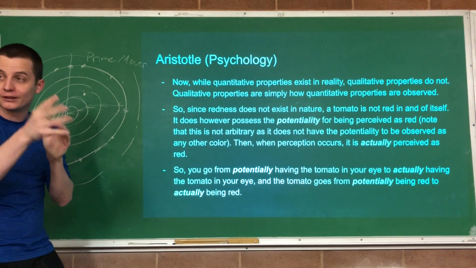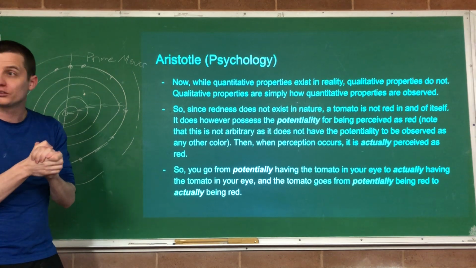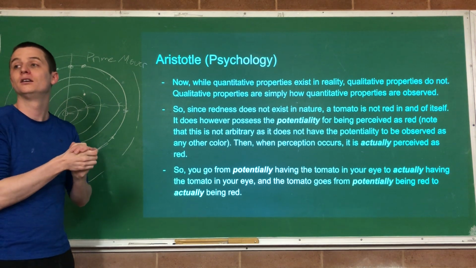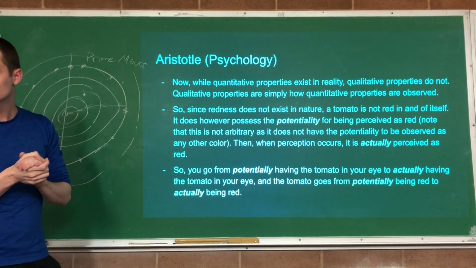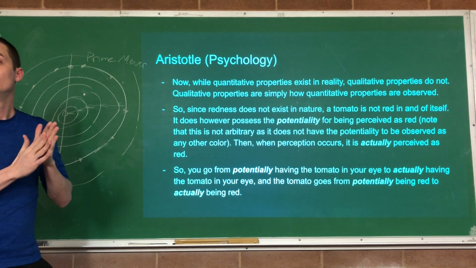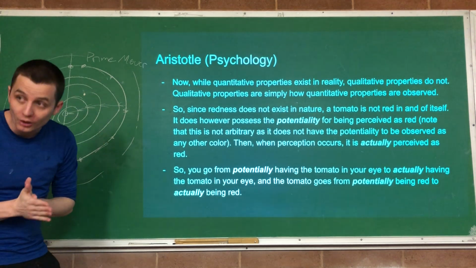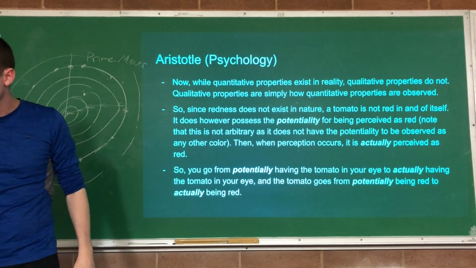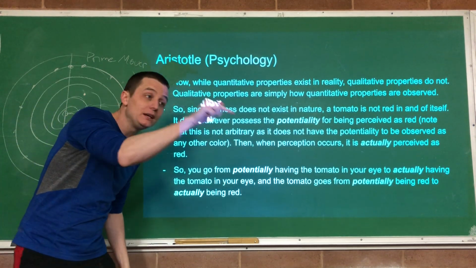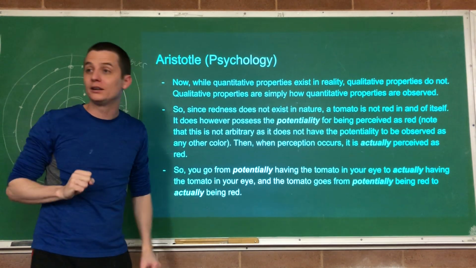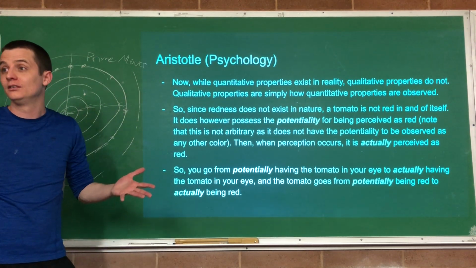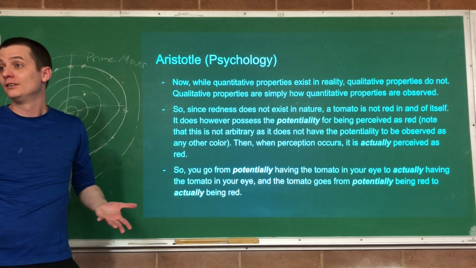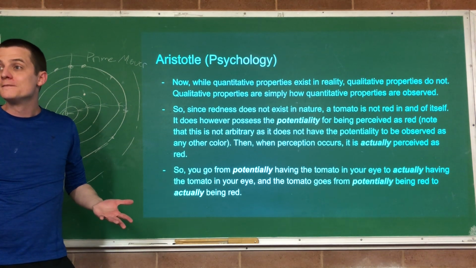Red is not a property that it possesses in and of itself. There's no such thing as red if there's no such thing as someone perceiving red. So the potentiality of that and the actuality of that exists all in our mind, right? In our perception. No. The tomato has a potentiality to be observed as red by you. The redness only exists in your mind, but the potentiality to be observed as red by you exists in the tomato in and of itself. It had that potentiality because you can see it as red. So it must have been possible for you to see it as red. Okay.